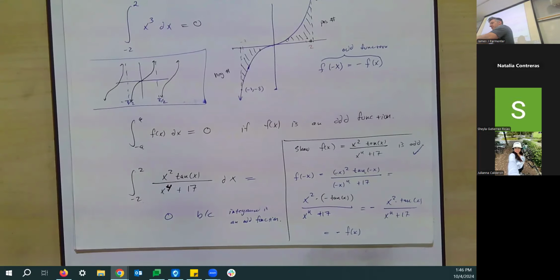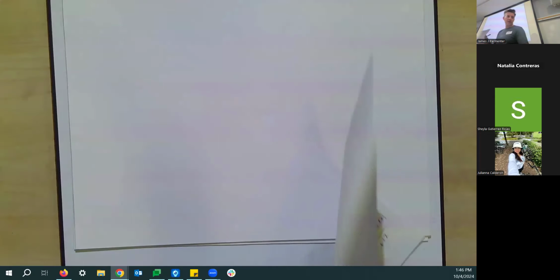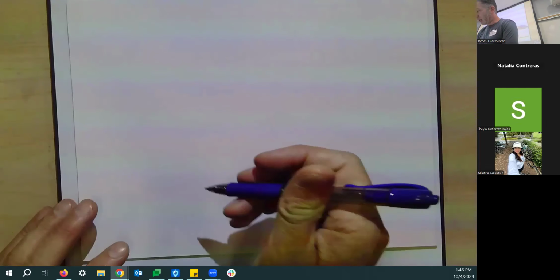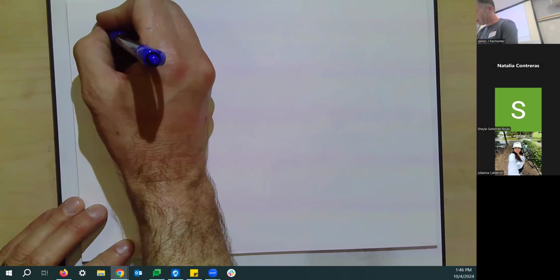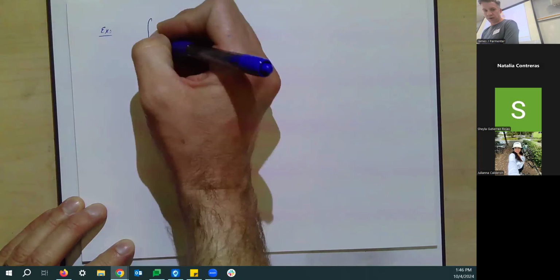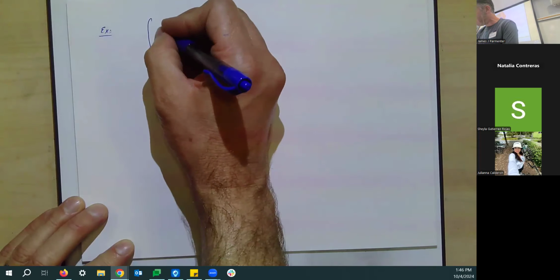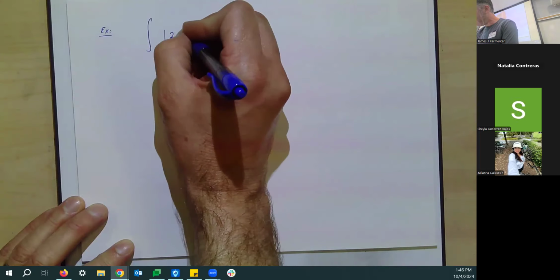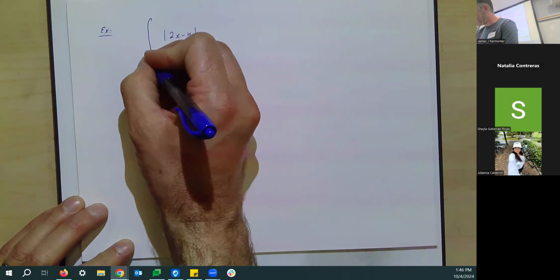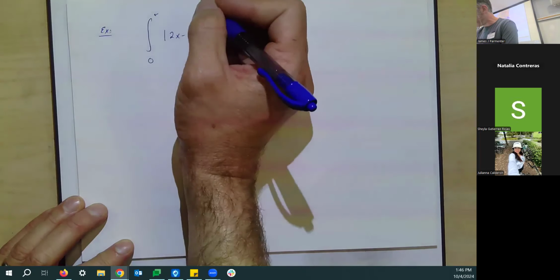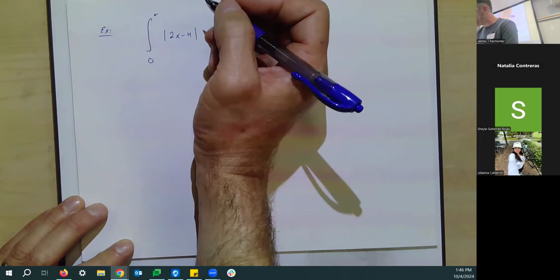Okay. Let's look at a few other things that come up that might feel somewhat counterintuitive. Like, say, for example, I want to find the area under the curve, under the absolute value function, 2x minus 4 from x equals 0 to x equals 5. 5 is fine. Sure, 5 is fine.